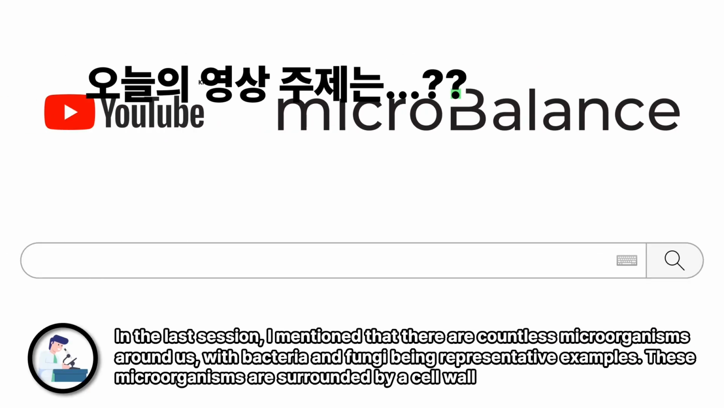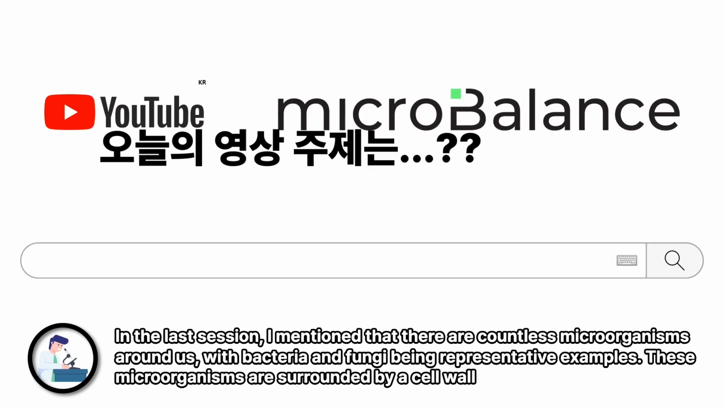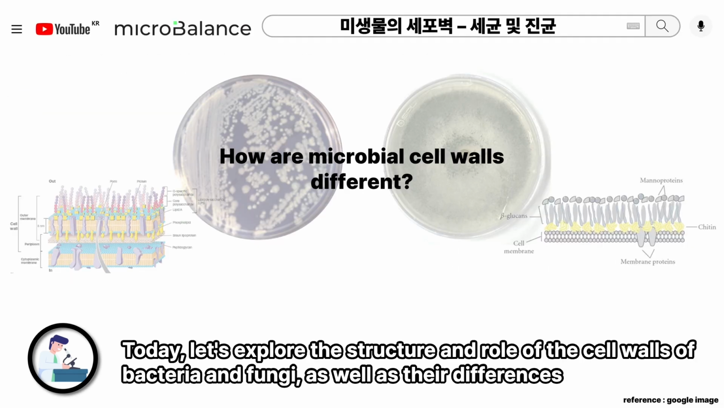In the last session, I mentioned that there are countless microorganisms around us, with bacteria and fungi being representative examples. These microorganisms are surrounded by a cell wall. Today, let's explore the structure and role of the cell walls of bacteria and fungi, as well as their differences.